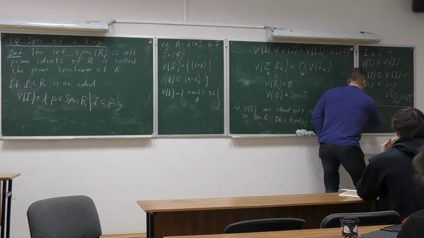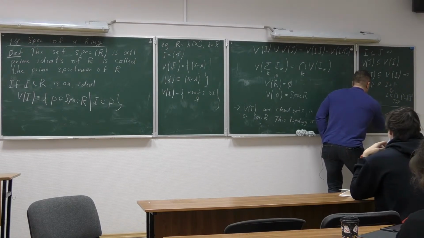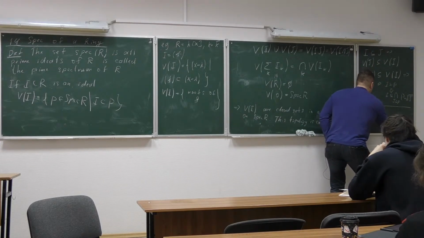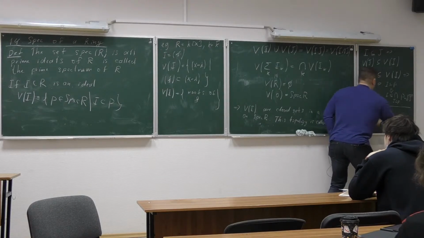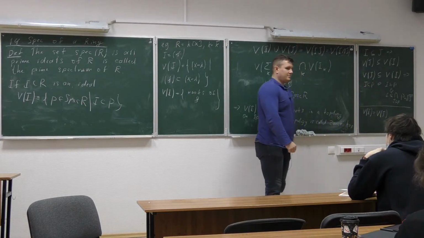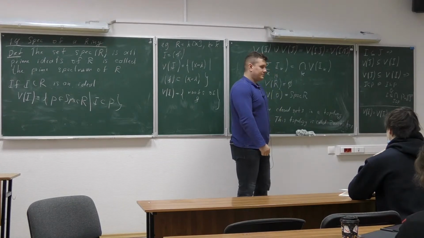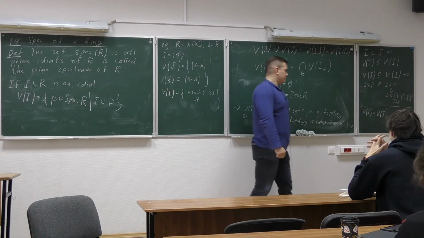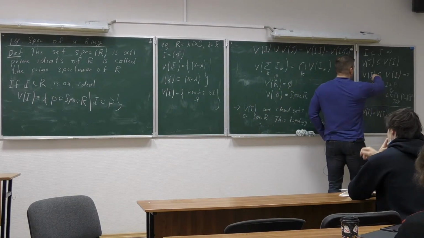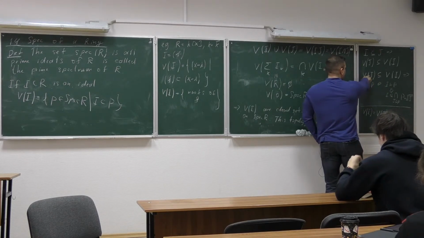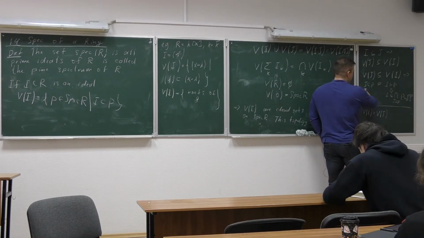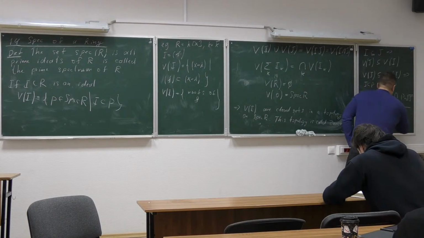And finally, what if I assume that the V of I is equal to the V of J? So if you just look at this previous observation, and combine this twice for both inclusions, you can say this is equivalent to the statement that the radical of I is equal to the radical of J.